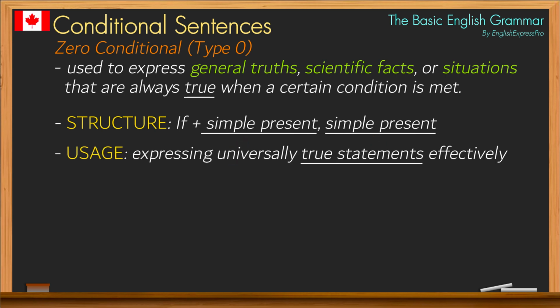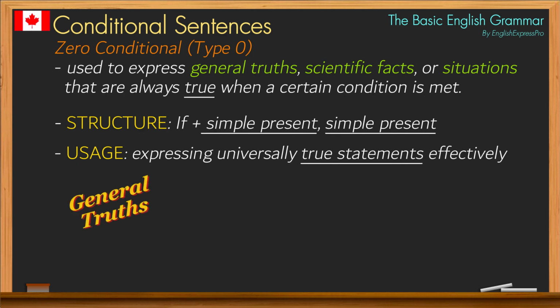To create your own type 0 conditional sentences, identify a situation where the outcome is always the same when the condition is met. Use the simple present tense for both parts of the sentence. Type 0 conditionals are straightforward and help in expressing universally true statements effectively.